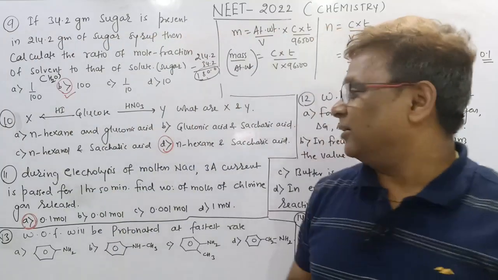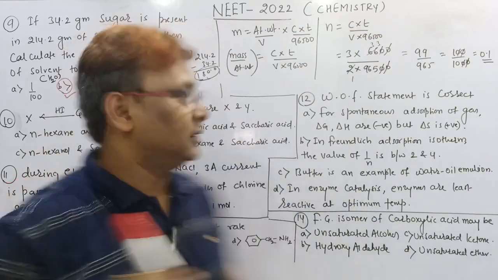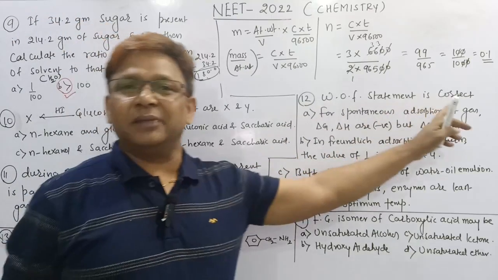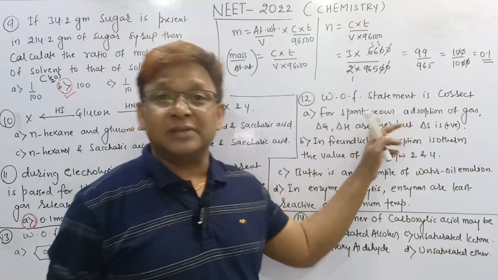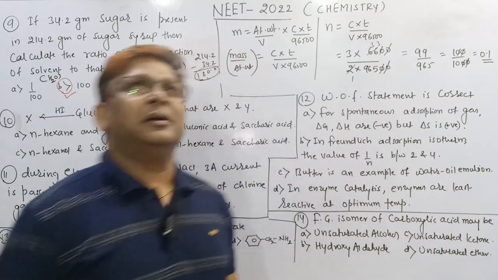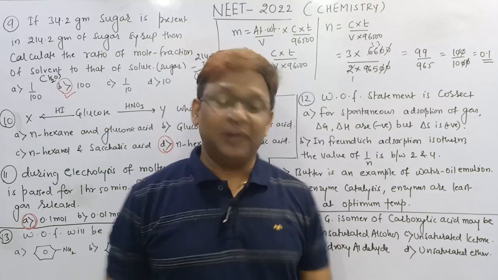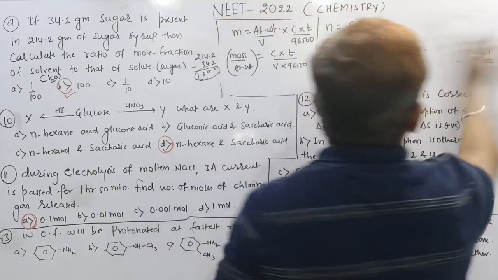Now for the next question, we are coming to question number 12. In these 9th, 10th, 11th, 12th questions you have to find which of the following is correct. It is a question coming from surface chemistry, about spontaneous adsorption of gases. In an adsorption process, adsorbate will be retained on the surface of the adsorbent. I'll show you this by diagram.